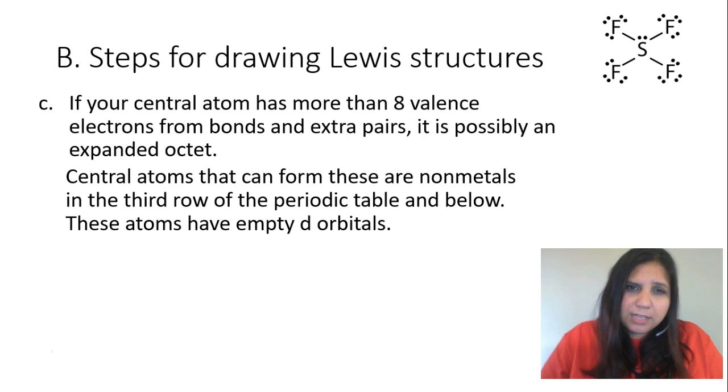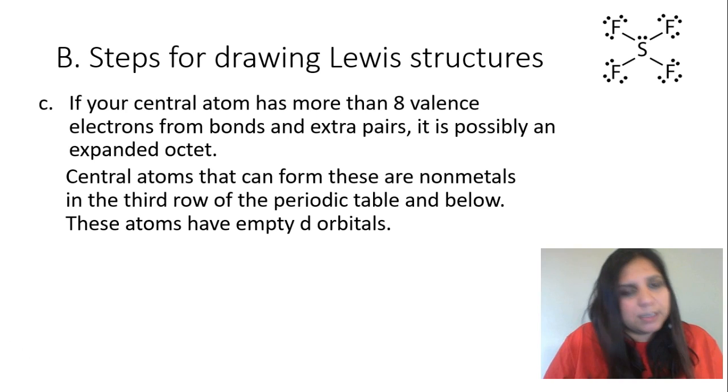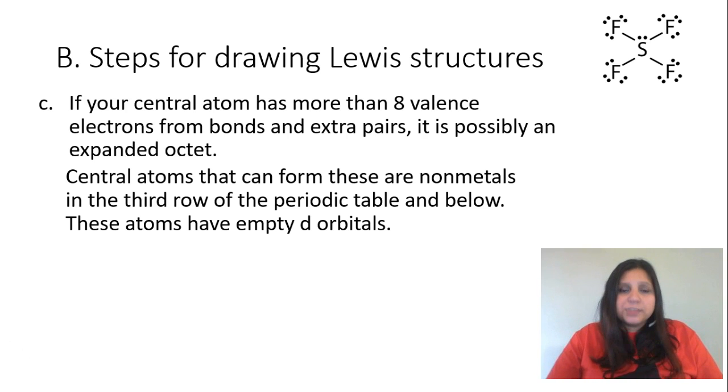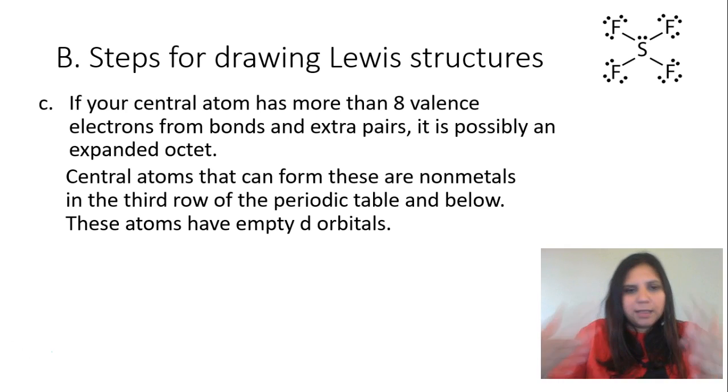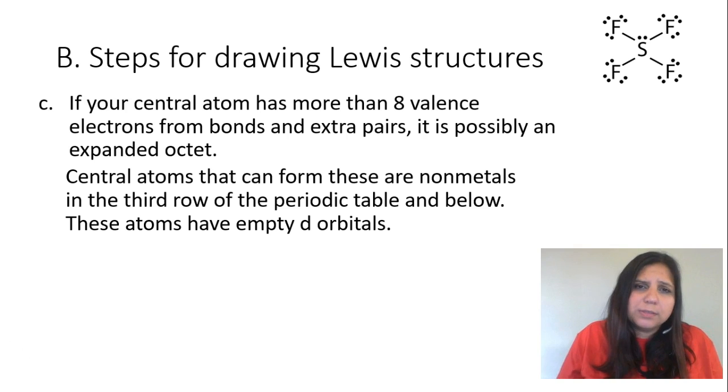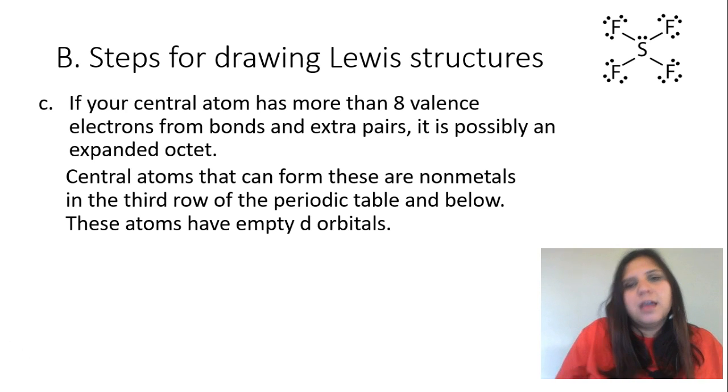There are only certain elements on the periodic table that can do this, and that's if the central atom has the orbitals to accommodate it. They're the nonmetals that are in period 3, that's row 3 of the periodic table, and below. They have empty d orbitals, and so they put electrons in those, and you see these expanded octets.